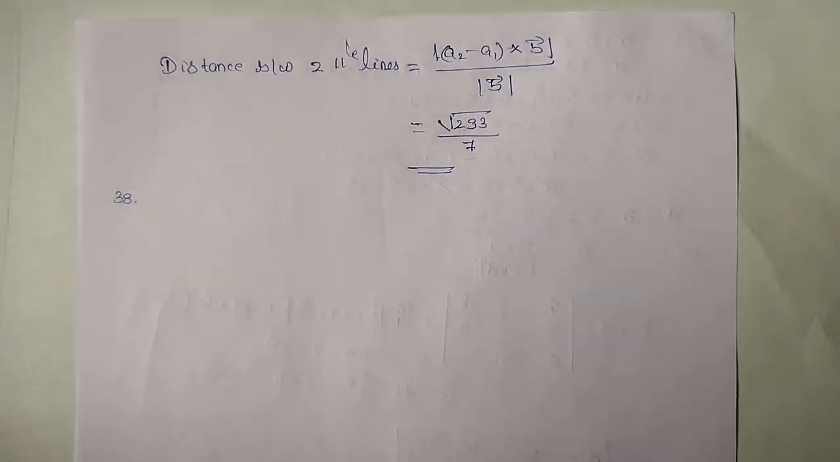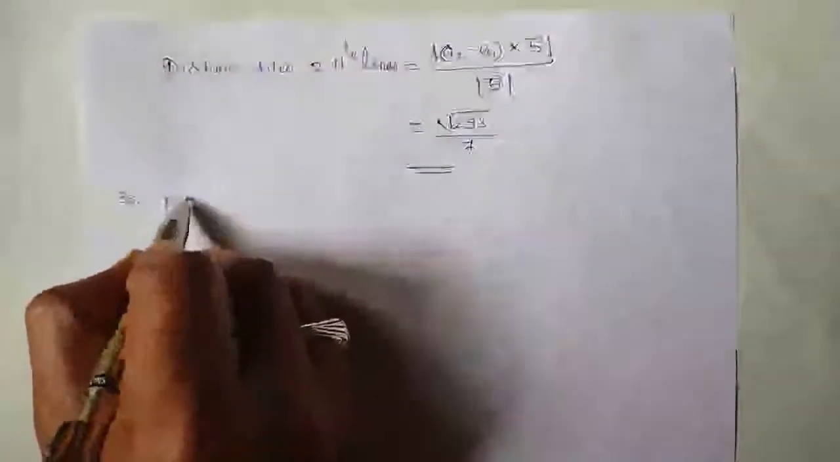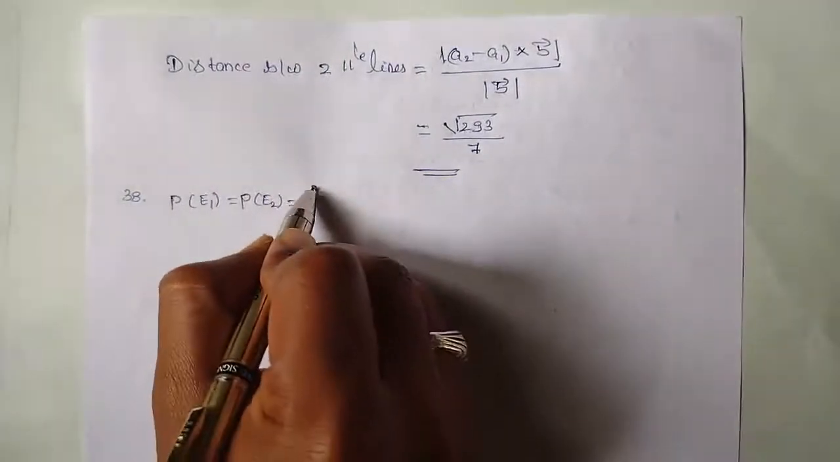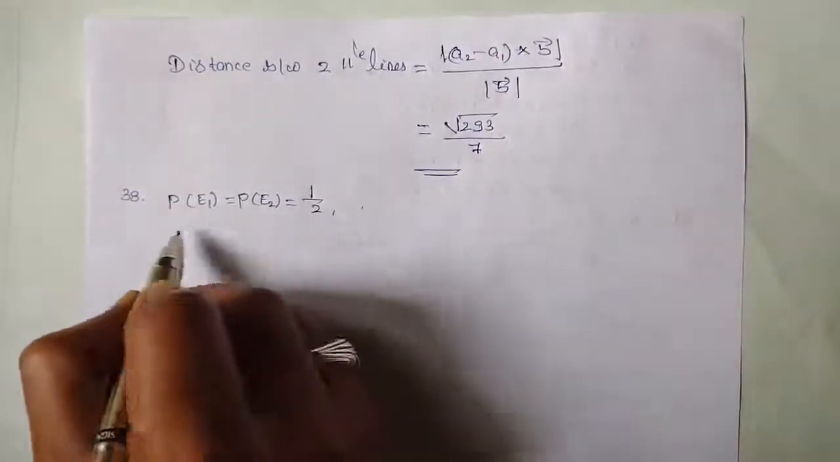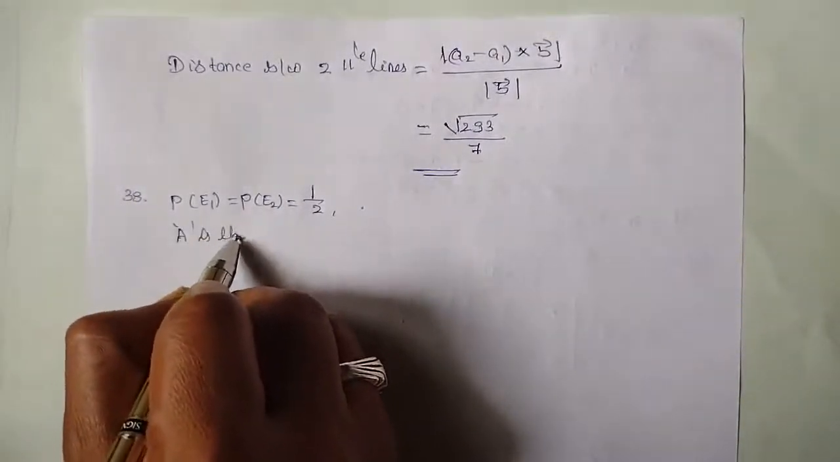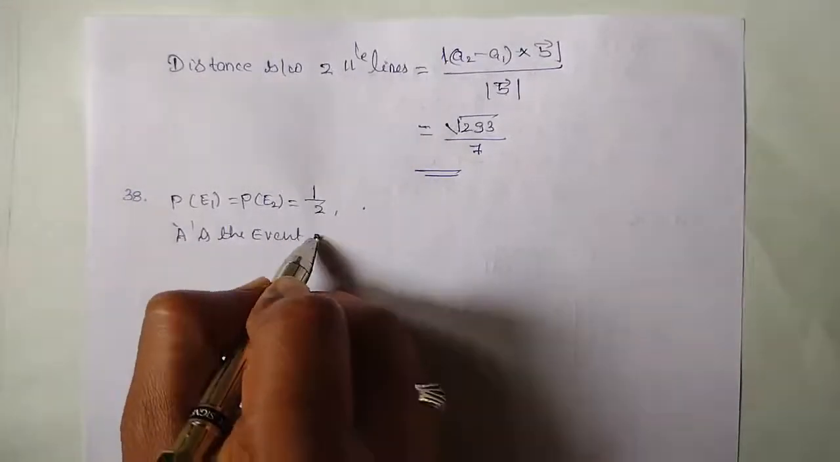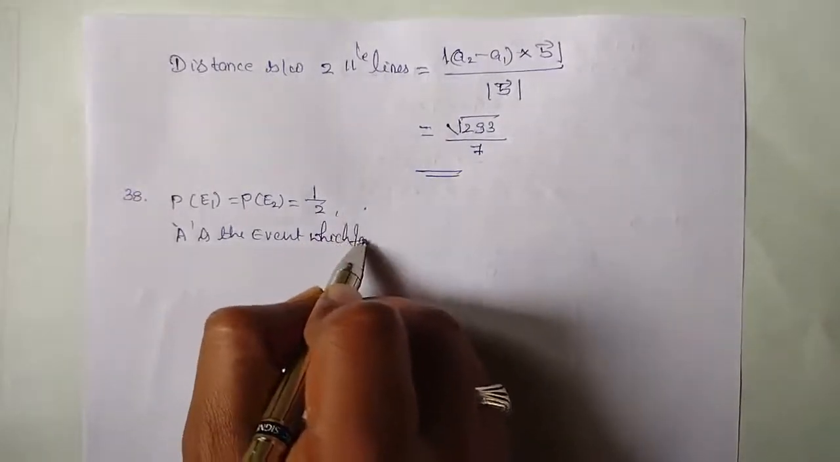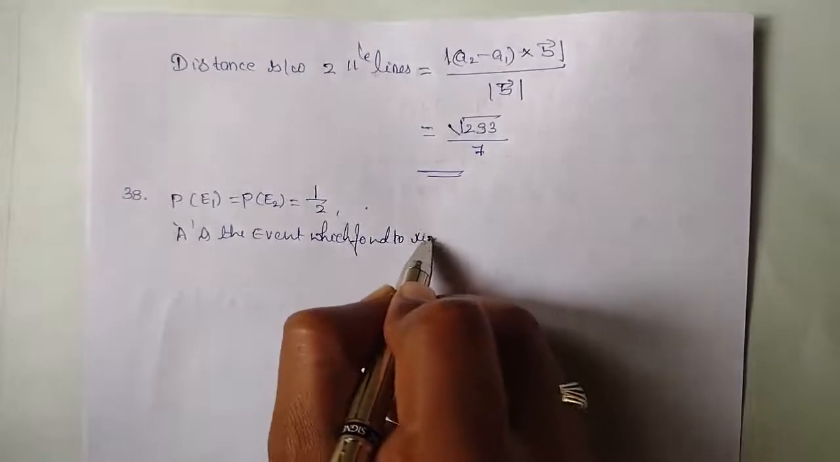Clear? Okay dear students, first we have to write the given data. There are two events, bag first and bag second. That can be written as P of E1 equals P of E2, both values are 1 by 2. And A is the event which is found to be red.